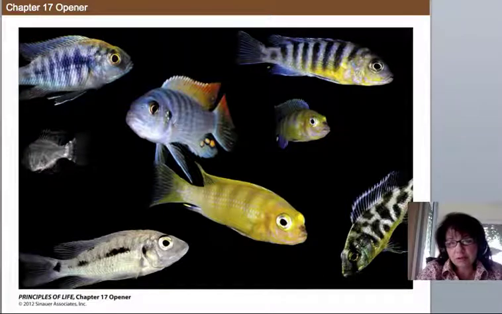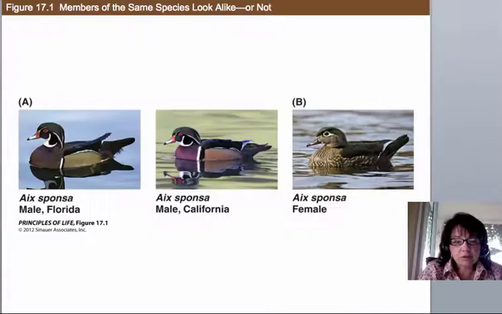Like this picture, because colorful, beautiful. They're cichlids from a lake in Africa, and they're just representation of all the different species that might exist in one location. So a couple things about species.